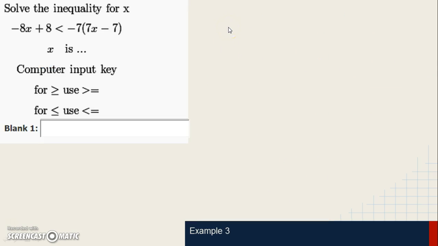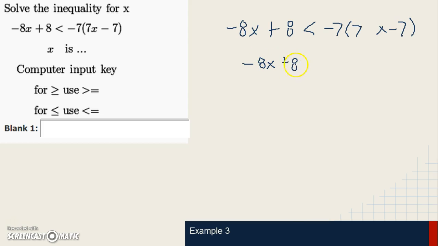Example number 3. Negative 8x plus 8 is less than negative 7 times x minus 7, sorry. I'm going to simplify first, so I've got negative 8x plus 8 is less than negative 49x plus 49. I'm going to choose the side that has the larger number in front of the x variable. Since negative 8 is larger than negative 49, this is my variable side, this is my number side.